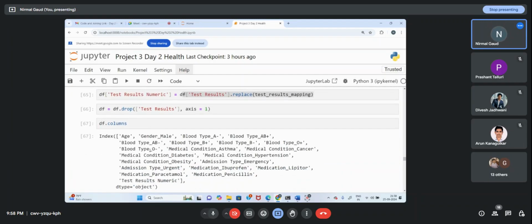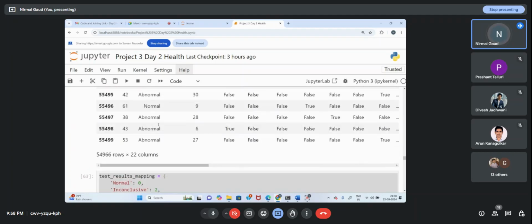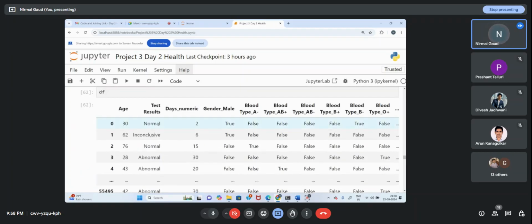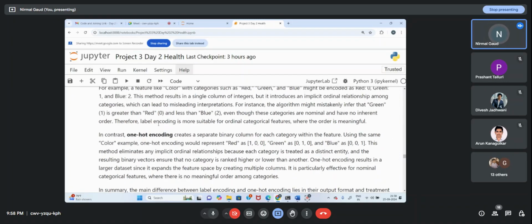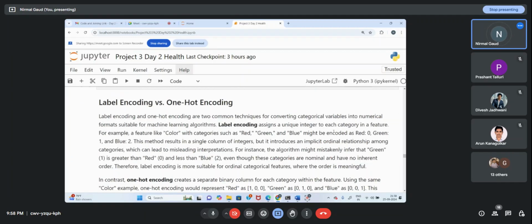And I dropped the days numeric also. You can keep it, because I've already given this code and we are here for the discussion over the code. So there are two points which came. The first point is you can label encode the admission type in code. The rest are one hot encoding.